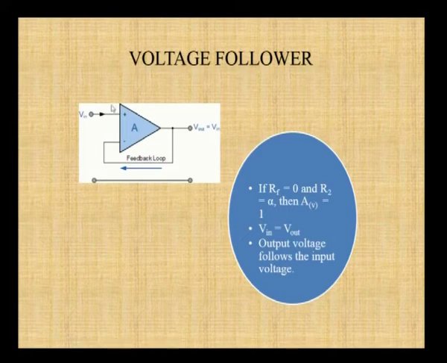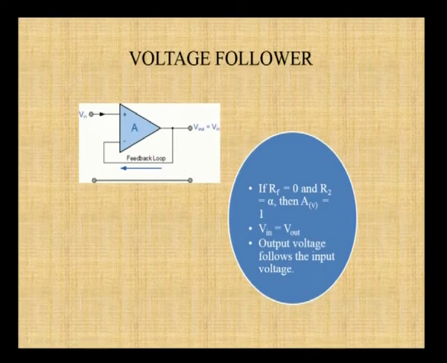So if the circuit becomes like this from the non-inverting amplifier, what is the output? V out will be equal to V in, that's all. So from the non-inverting amplifier circuit, we are deriving the voltage follower. This voltage follower is otherwise called a unity gain feedback circuit, because V out is equal to V in. If you calculate the gain, it is nothing but 1.